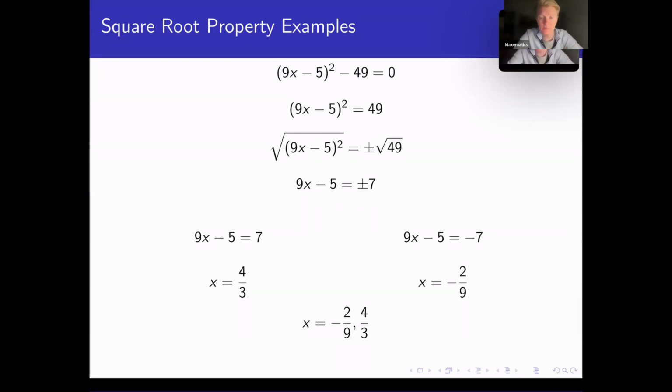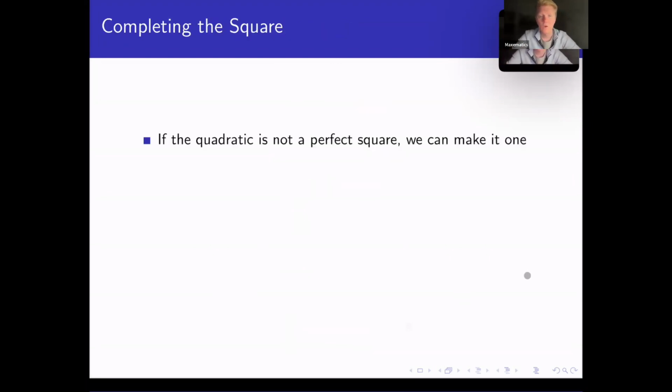I haven't made it clear before, but also we like to write our answers in numerical order. So for example, negative 2/9 is before 4/3 on a number line. So writing x equals negative 2/9, comma 4/3 is a really nice way of summarizing your answer. You could, in theory, just leave your answer as x equals 4/3 and x equals negative 2/9, but we like to simplify things.